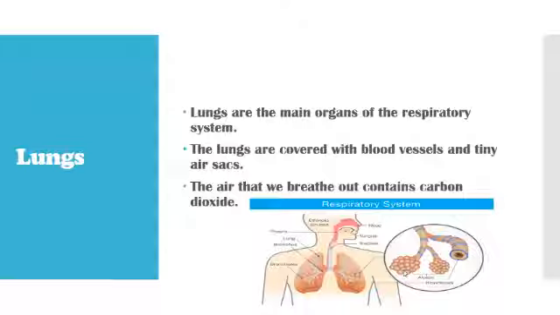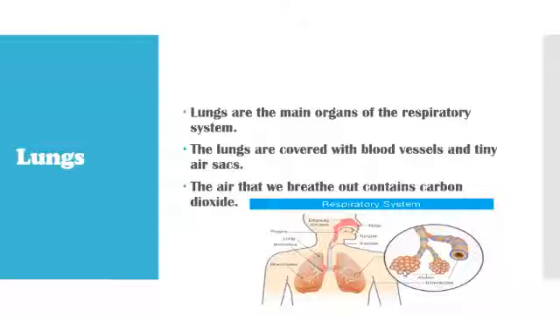Now we will read about lungs. Lungs are the main organs of the respiratory system. They are soft, spongy and are inside the rib cage. The rib cage protects the lungs from any injury. The lungs are covered with blood vessels and tiny air sacs.